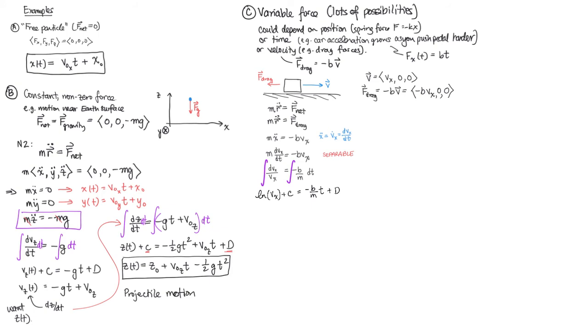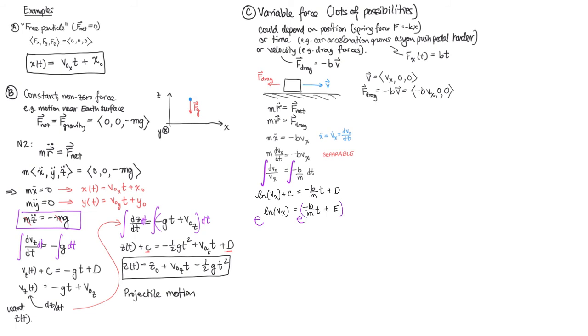So let's continue on. We'll say the natural log of v_x is equal to minus b over m times t plus some new constant. Well, we're running out of letters, so what should we use? We use c, we use d, how about capital E? So this is a new constant, E is equal to d minus c. But we want to find v_x, not ln of v_x, so we can exponentiate each side.